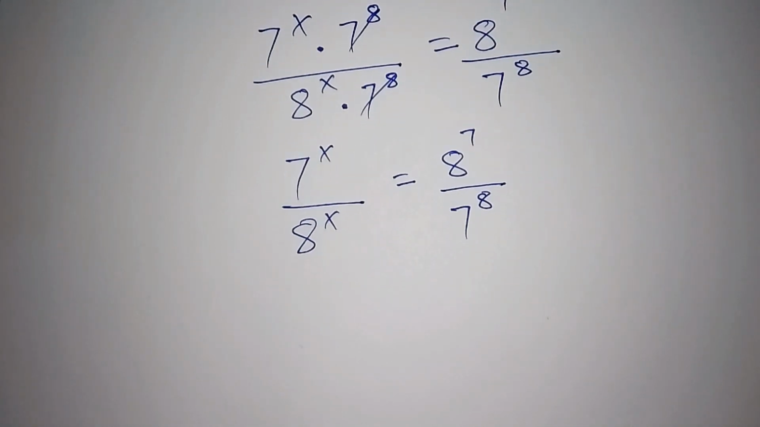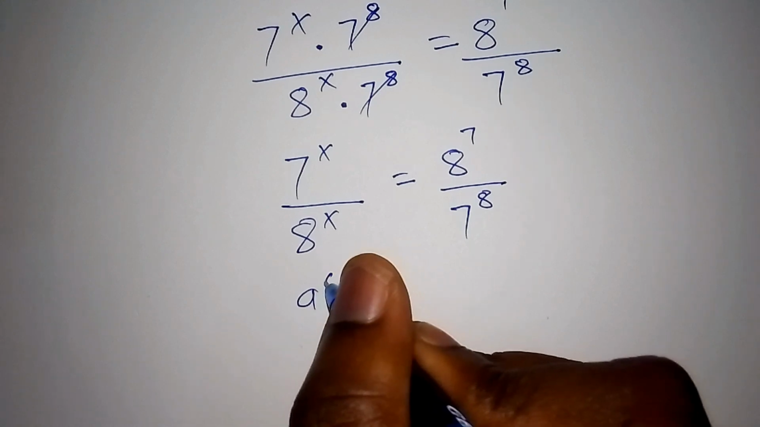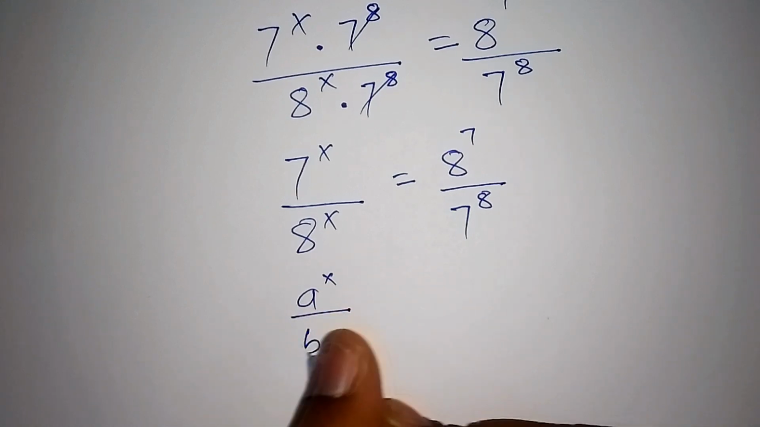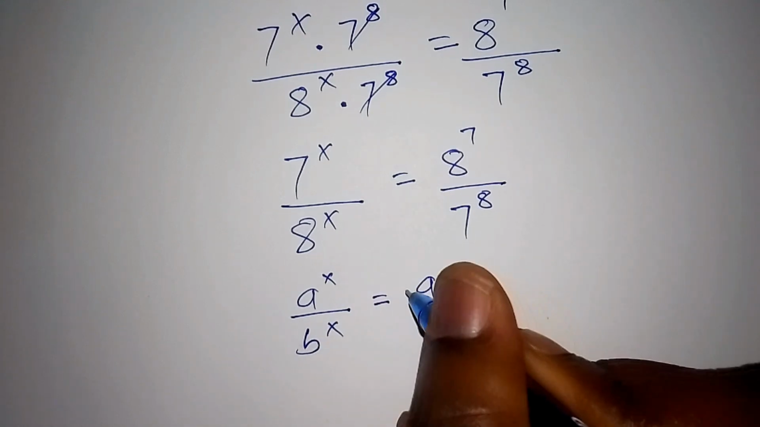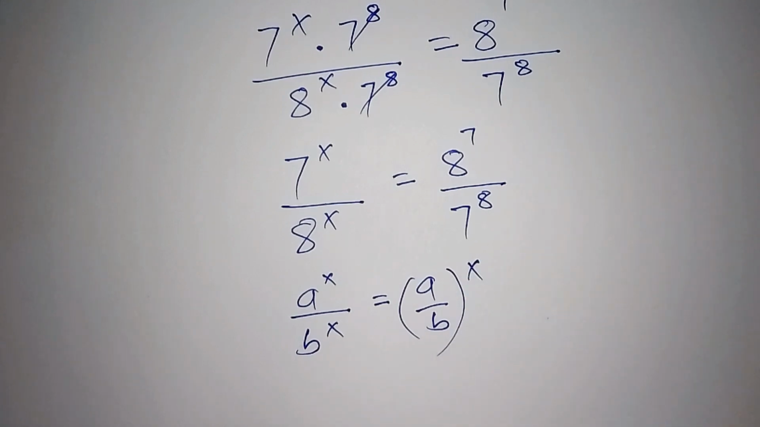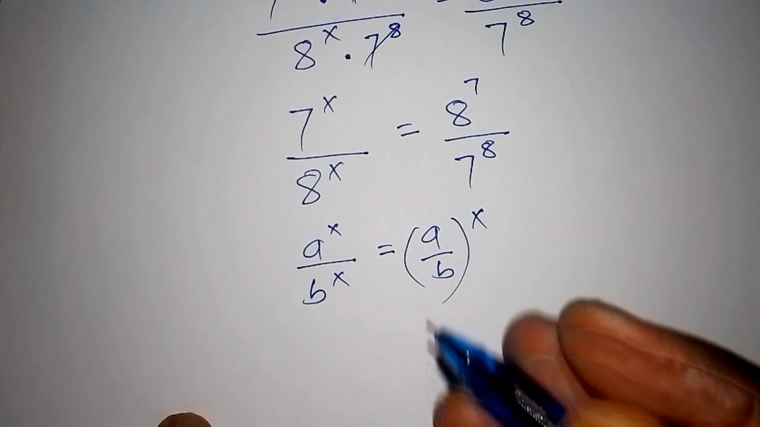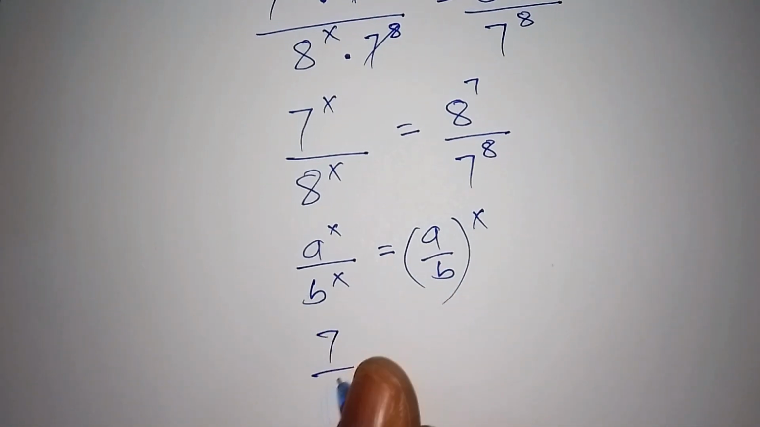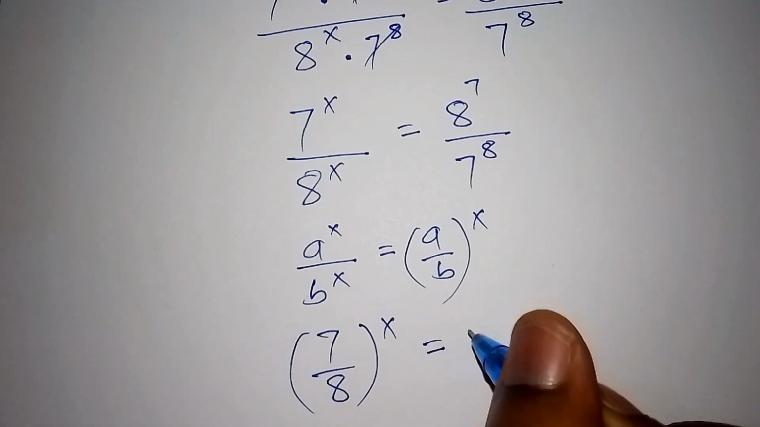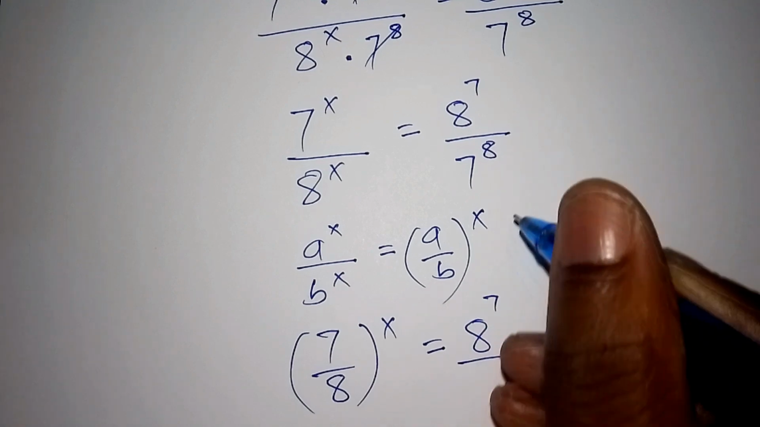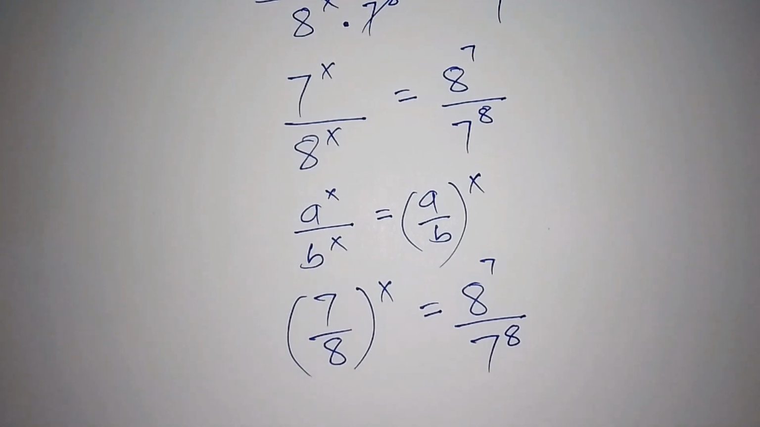Suppose I have a to the power of x all over b to the power of x. This can also be written as a over b, all in brackets, to the power of x. So let's do that here. We shall have 7 over 8 to the power of x, which equals 8 to the power of 7 all over 7 to the power of 8.